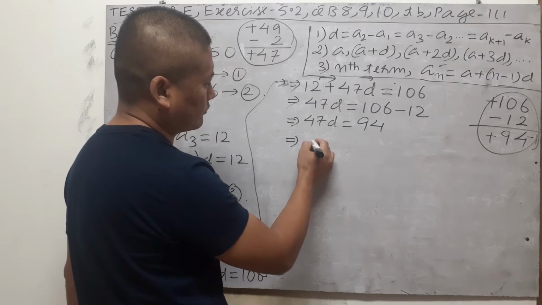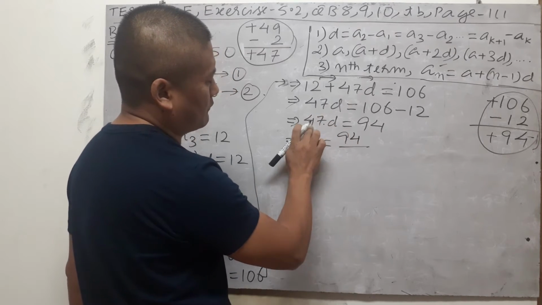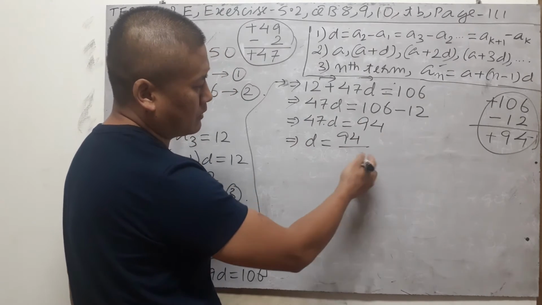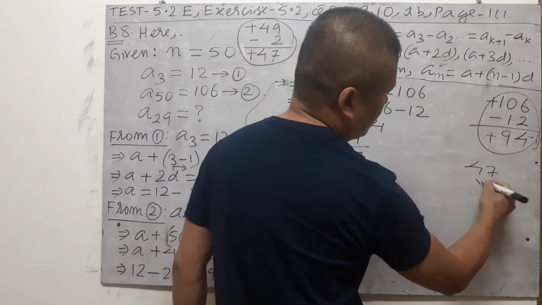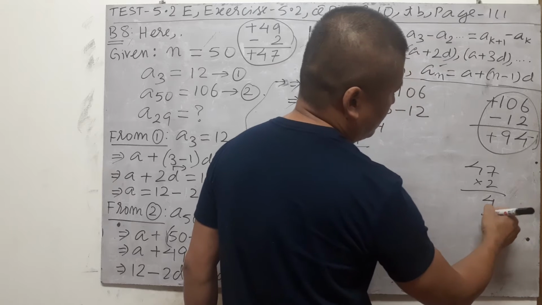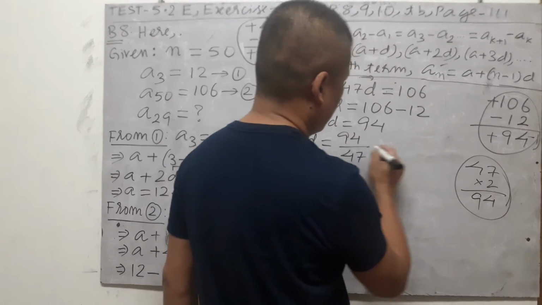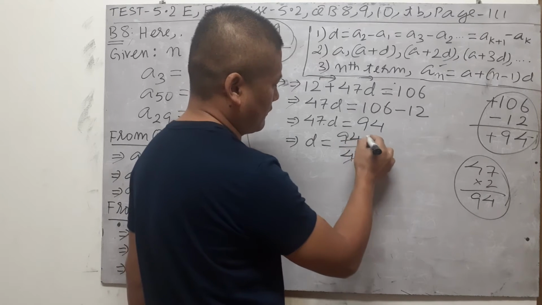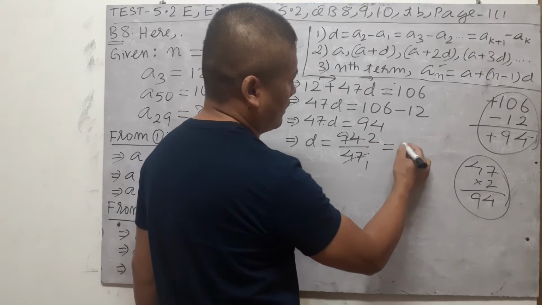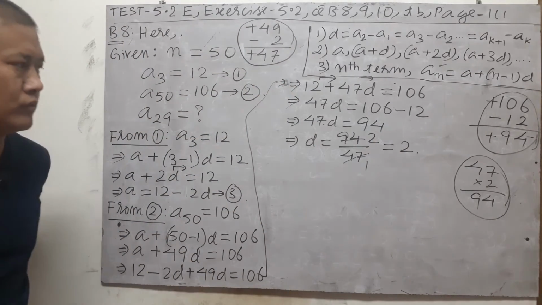So d will be 94 divided by this 47, if you shift it to the right side it goes down to the denominator. And we know that 47 into 2, 2 sevens are 14, 2 fours are 8, plus 1, 9. Exactly coming out, so 4 sevens are 28, 47 ones are 47, 47 twos are 94. So the d value we got is now 2.